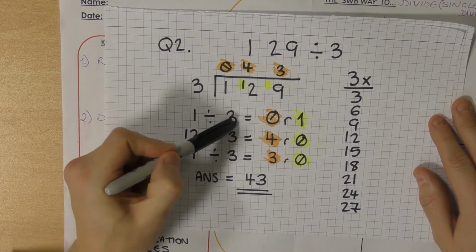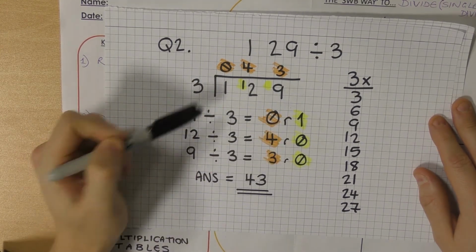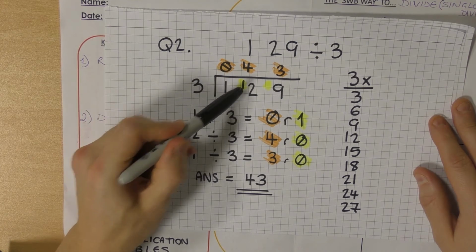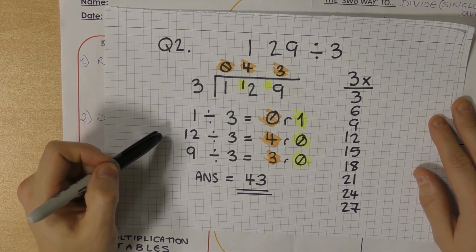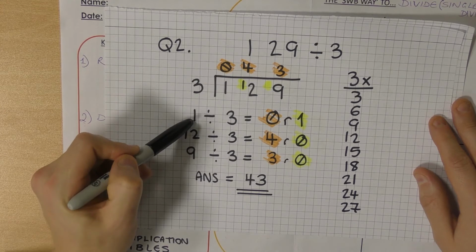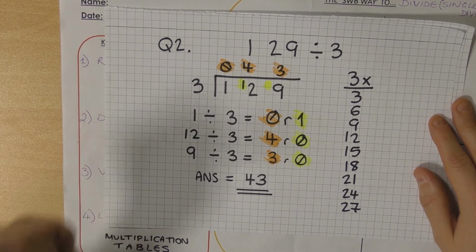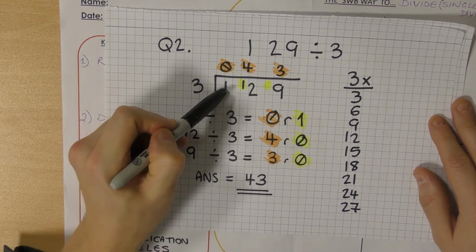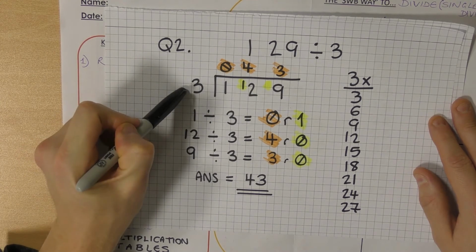1 divided by 3 is 0 remainder 1. 0 goes at the top and the remainder goes into the next column. The reason it is 0 is because 1 is smaller than 3. Remember, we always divide what is on the inside by the outside.